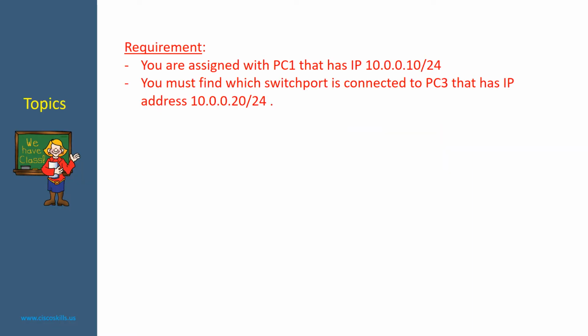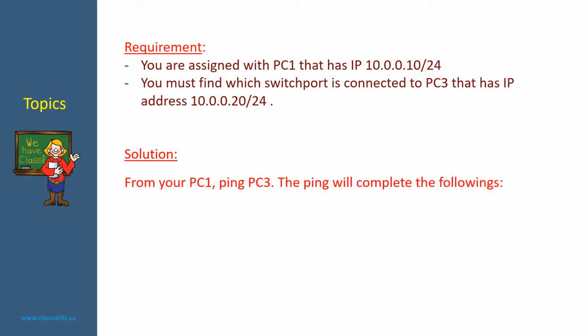Here is the requirement. You are assigned PC1 that has IP 10.0.0.10/24. You must find which switch port is connected to PC3 that has IP address 10.0.0.20/24. The solution for this requirement is that from your PC1, you ping PC3.